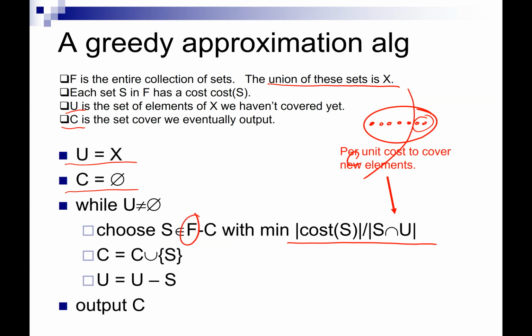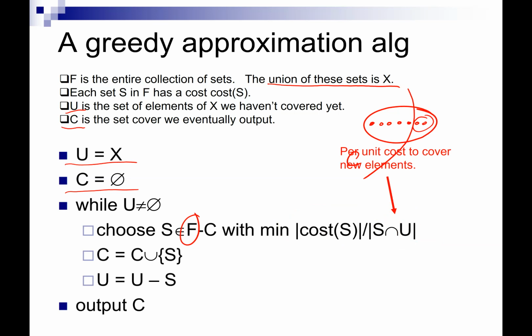So in the beginning, we can actually get a set S which has a very small average cost. This is the average cost to cover an uncovered element, because this is the set of uncovered elements, and that's the cost of the set. So this is the cost to cover an uncovered element. In the beginning, because you're allowed to choose any set you want, you can find a very cheap set in terms of average cost.